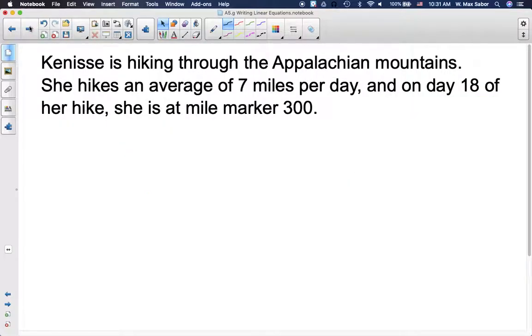Kinesis is hiking through the Appalachian Mountains. She hikes an average of 7 miles per day. That's going to be a slope. And on day 18 of her hike, she is at mile marker 300. So this doesn't give us a y-intercept, but it does give us a point. It gives us 18, 300, and we can either plug that into an equation to find the y-intercept, or we could just write it in point-slope form.